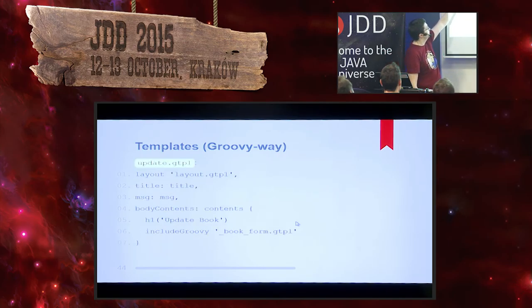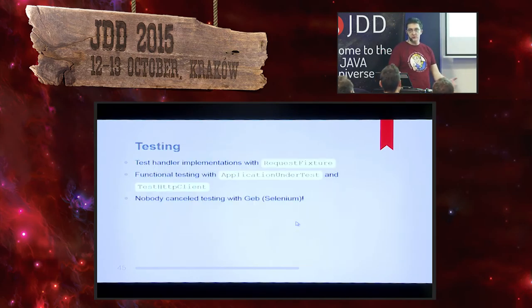So it's basically code. It's dynamically calling methods, like the method h1, or the method include Groovy. But in the end, what you get is compiled HTML that is combined from this code. So it depends on what you prefer. If you like standard HTML with JSP tags, or you want to construct it more like a data structure, then you can do that.